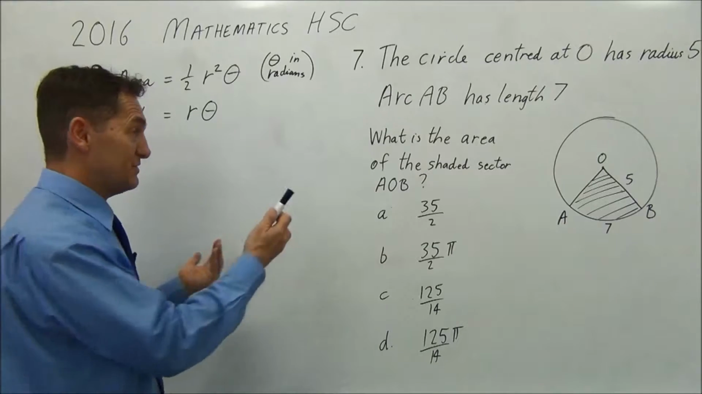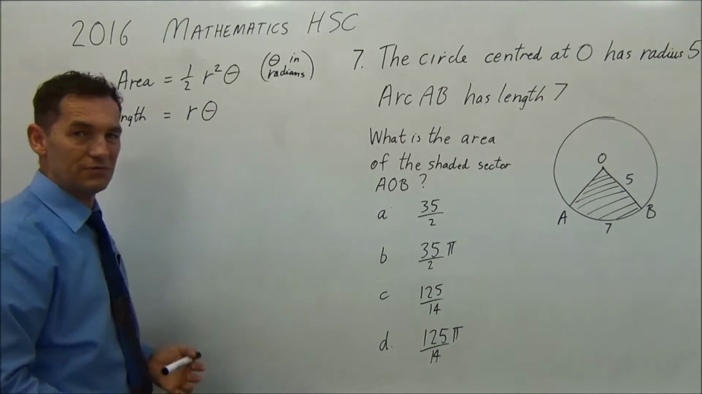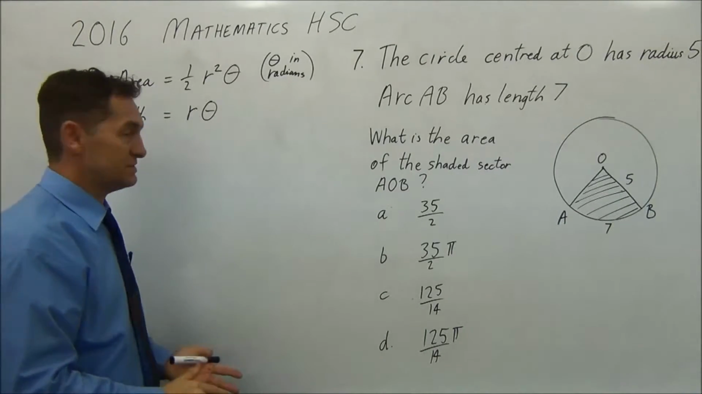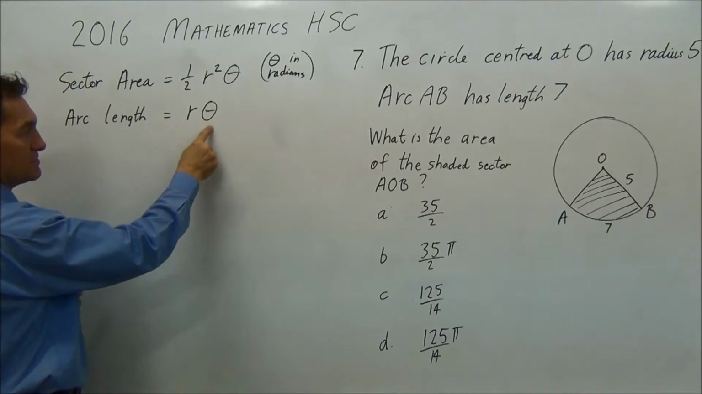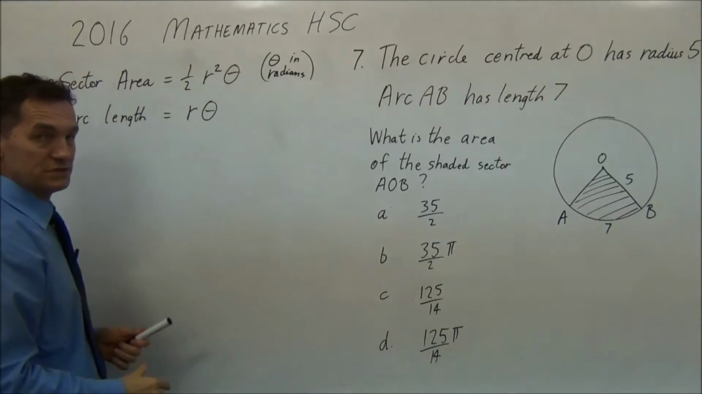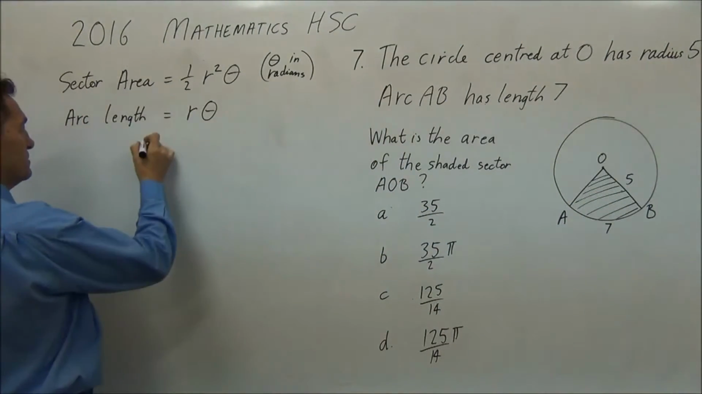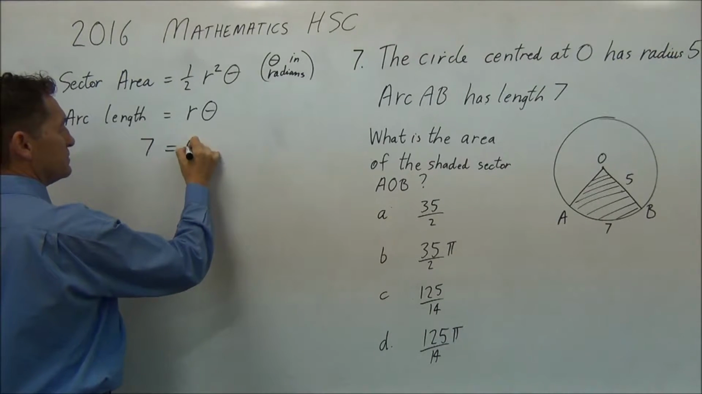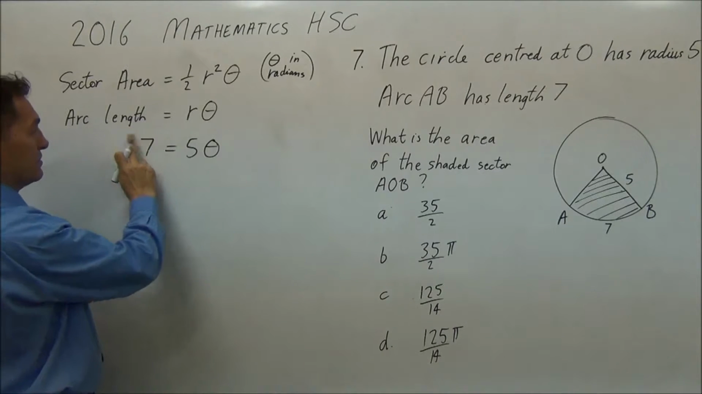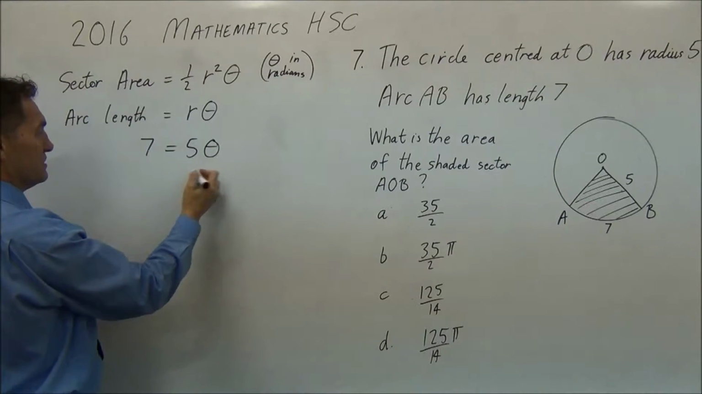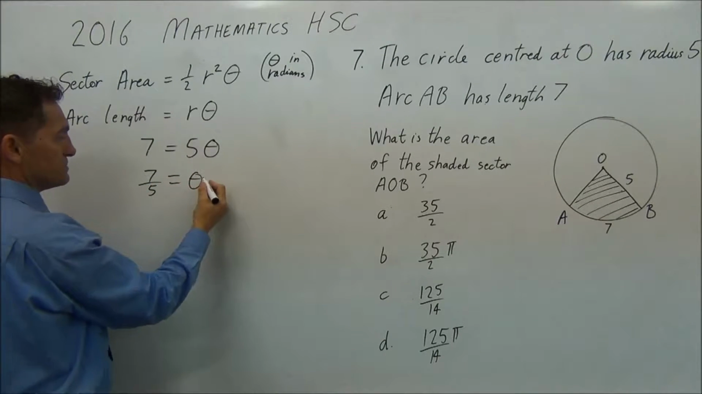It's pretty easy because if you go to the back, if you're forming the sheet, you'll notice you've got these two formulas and they're both in radians, so you don't have to figure out degrees. It's really just a little bit of algebra. So the arc length is r times theta. We want to find out what theta is, so we can put in the arc length and the radius. 7 equals 5 multiplied by theta. So 7's our arc length, 5's our radius. Divide by 5. So 7 on 5 is theta.